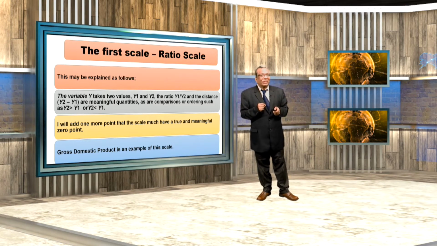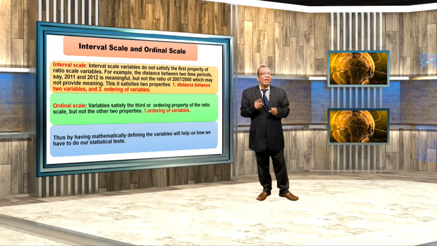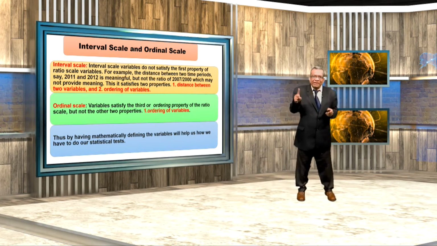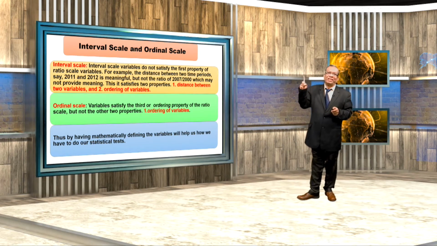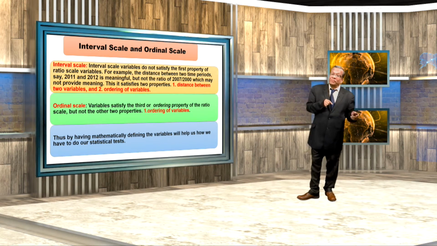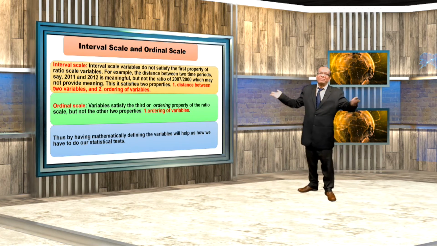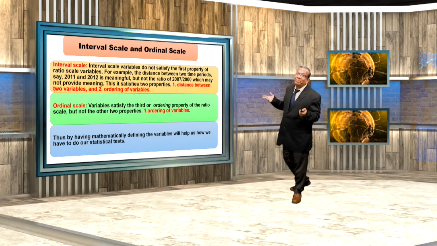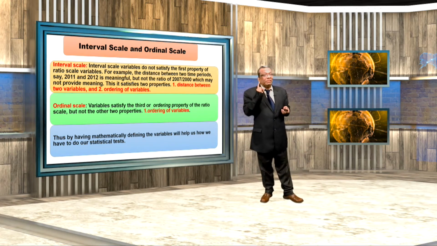Now, let us go to the next scale, interval scale. Interval scale variables do not satisfy the first property of ratio scale variables. For example, the distance between two time periods, say 2011 and 2012, is meaningful, but not the ratio. For example, 2007 divided by 2000 has no meaning, which may not provide any meaning to the people. Therefore, this scale satisfies only two properties.